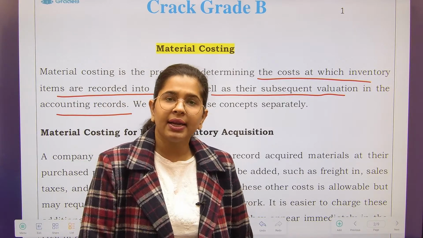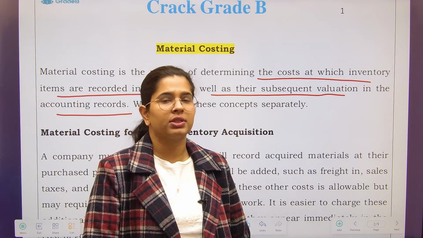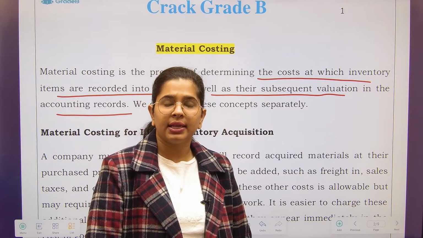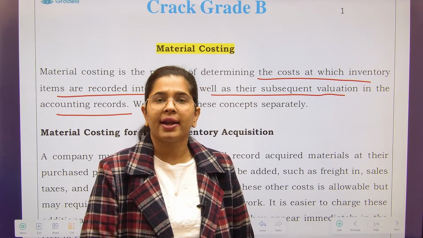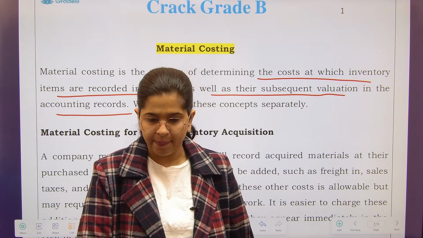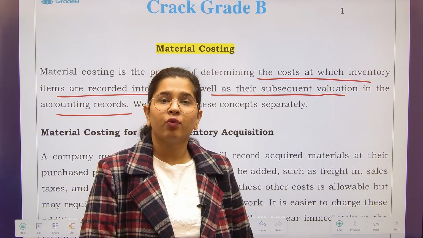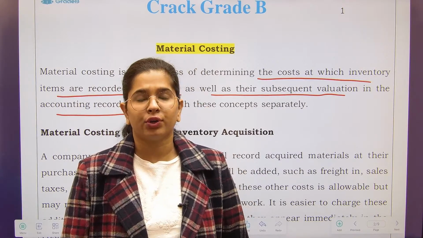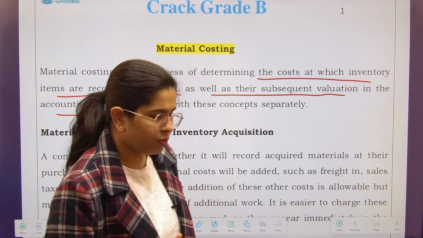That means ultimately you want to find out what is the material cost that has been incurred, what is the labor cost that has been incurred, and what are the overheads that have been incurred in order to produce one unit of inventory. You want to find out the valuation for the same. So this is the purpose of material costing. We want to find out the cost of material that has been incurred in production of the inventory. Understood? Now let's move on.